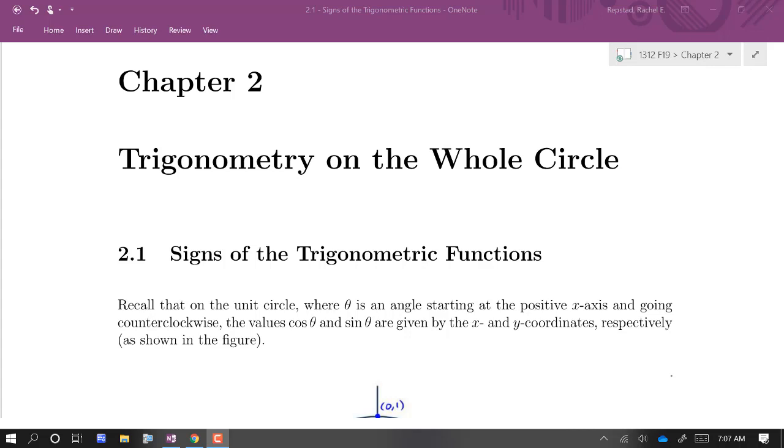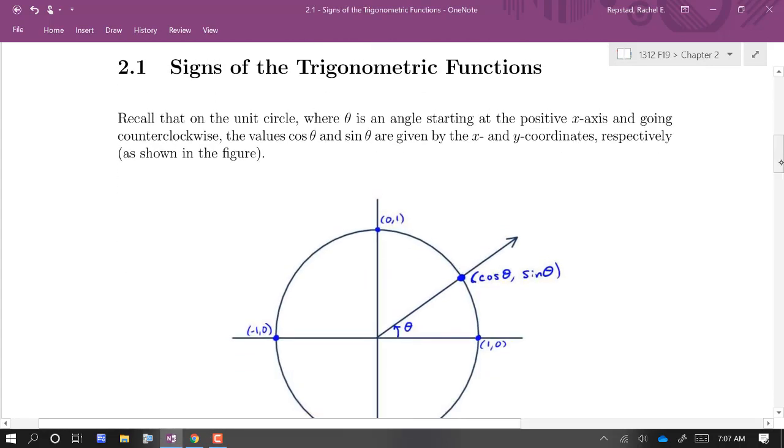In this chapter, we're going to explore the trigonometric functions. In the first semester of this course, we restricted ourselves to looking at acute angles, so angles just in the first quadrant. In this semester, in this chapter, we're going to branch out and look at trig functions in any of the quadrants, so on the whole circle.